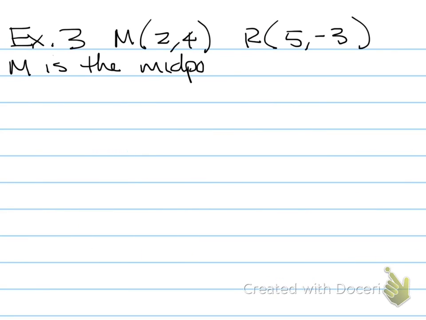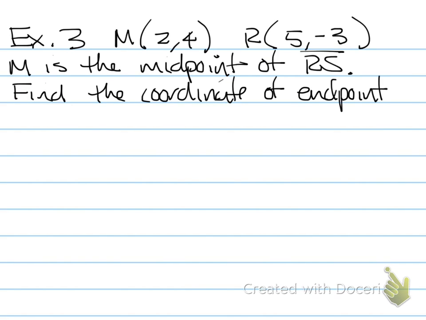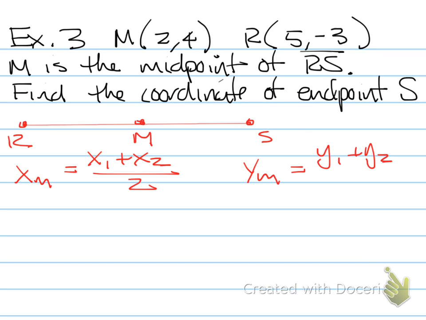And then lastly, there may be some scenarios where you're given the midpoint and one endpoint. If M is the midpoint of a segment RS and they give us one of those endpoints R, we can manipulate that midpoint formula to find the coordinate of the other endpoint. So the x coordinate of the midpoint is equal to the sum of the x coordinates of both endpoints divided by 2, just like the y coordinate of the midpoint is equal to the sum of the y coordinates of the endpoints divided by 2.